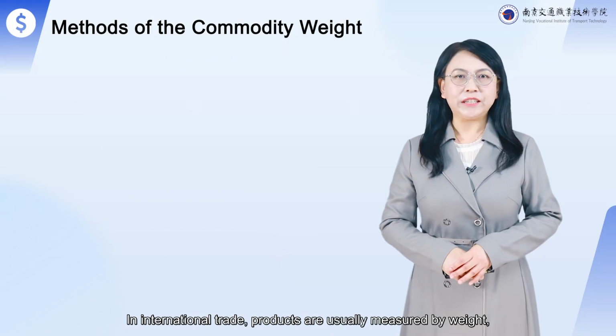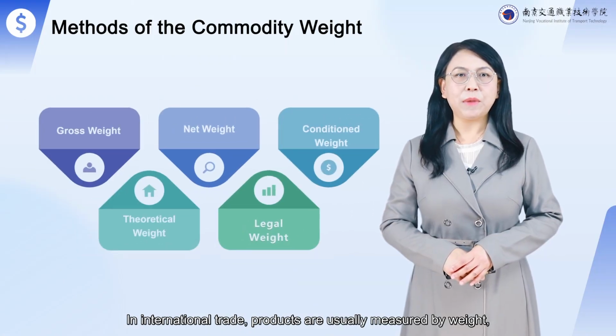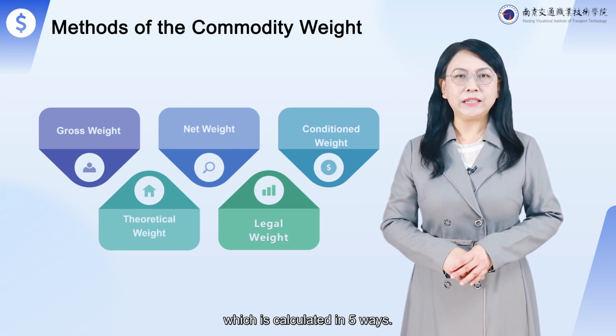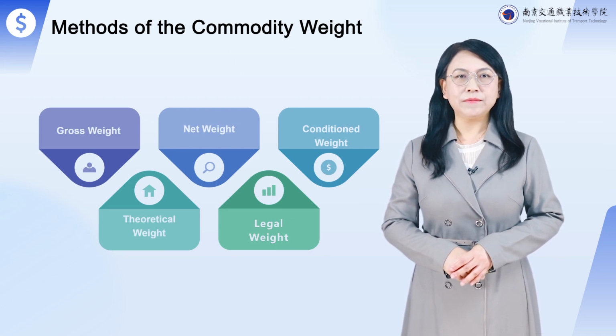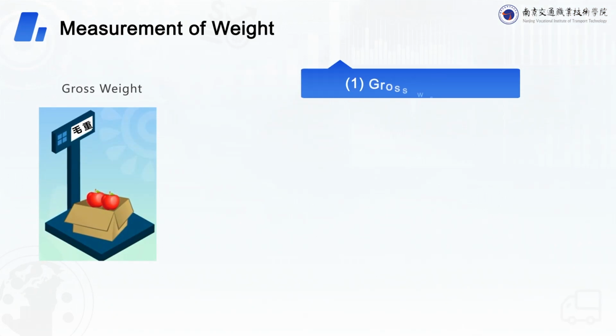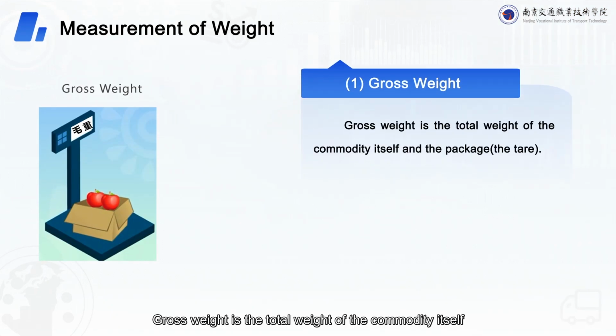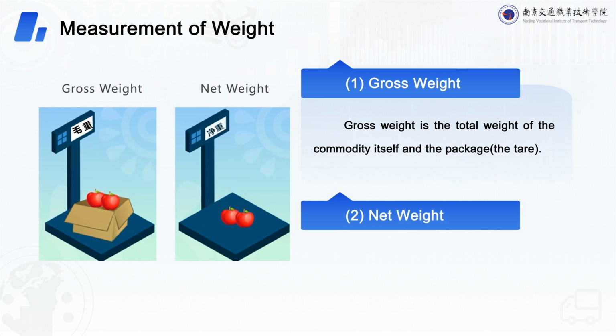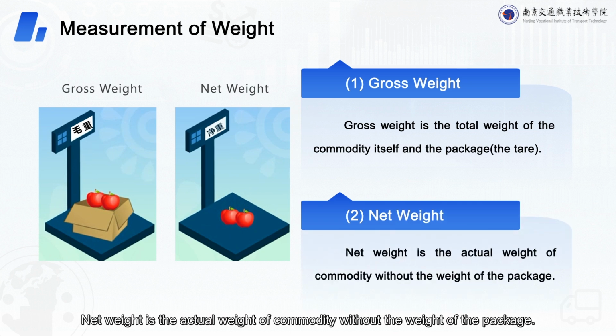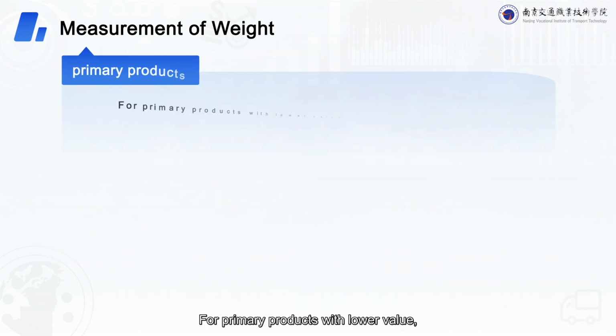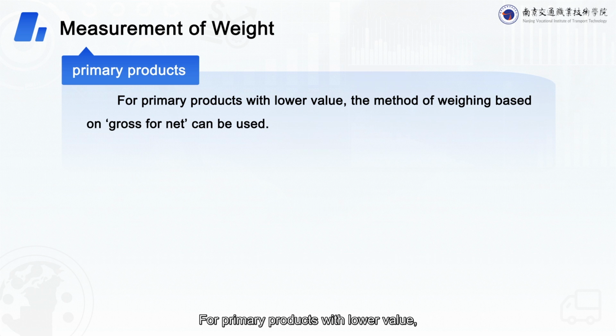In international trade, products are usually measured by weight, which is calculated in 5 ways. 1. Gross weight. Gross weight is the total weight of the commodity itself and the package. 2. Net weight. Net weight is the actual weight of the commodity without the weight of the package. For primary products with lower value, the method of weighing based on gross for net can be used.